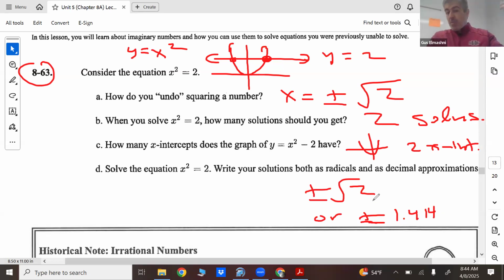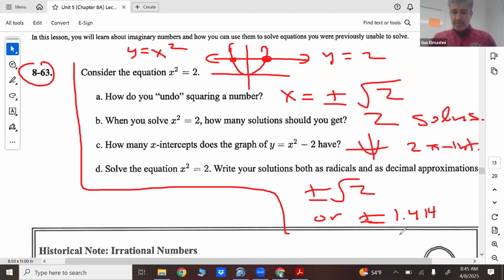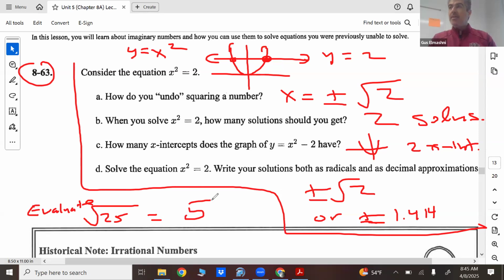So if you did Desmos, that's what would happen. You would get that. Now, just as a quick aside, what if I asked you to evaluate this? 5. Good. How can you say plus or minus 5? Why did you say 5? Oh, that's good. This is a good question. Why?